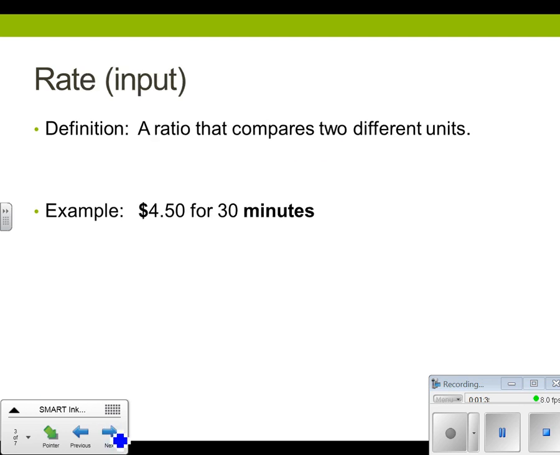A rate now, the definition of a rate is a ratio that compares two different units. So we're looking at two different values here. Example, $4.50 for 30 minutes. We're working with dollars and minutes. They are different.